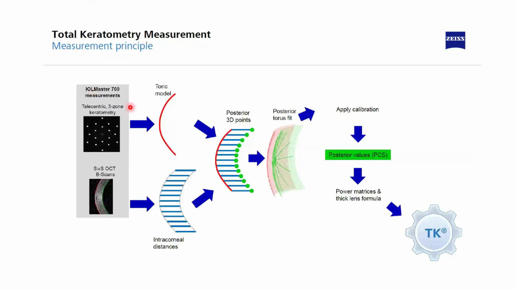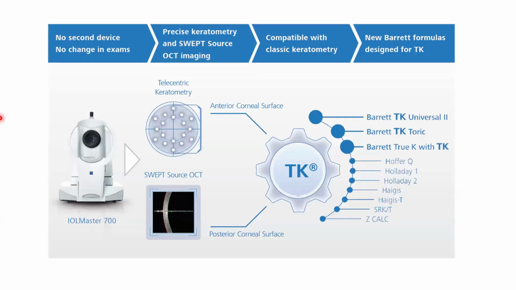So the total keratometry measurement, what is the principle? In the IOL Master 700, we get the telecentric 3-zone keratometry with swept source OCT B scans. So a toric model is generated with posterior 3D points and a posterior torus fit is made, which is calibrated and which gives you posterior corneal values. And these posterior corneal values can be used in the TK formula.